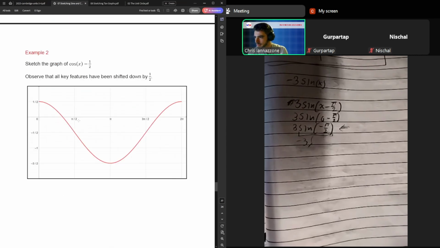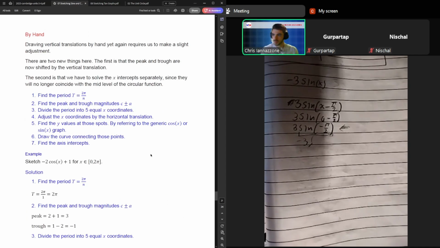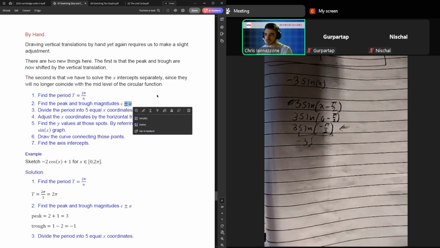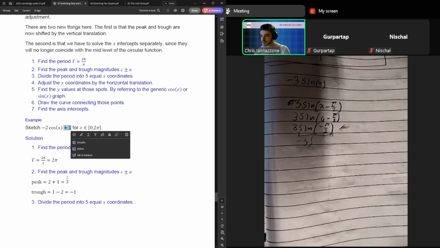Cool. Okay, vertical translations. So what do we have to do to now account for vertical translations? Well, you'll notice again, a lot of the things are the same. Find the period, doesn't change. Peak and troughs, slightly different now. So instead of just doing plus or minus a, you now have to add whatever your vertical translation is. So this one's shifted up by 1. And so now you're doing plus minus 2, but you're adding 1 to both of those. Starting at 1 and adding 2 gets you to 3. And then subtracting 2 gets you to -1.